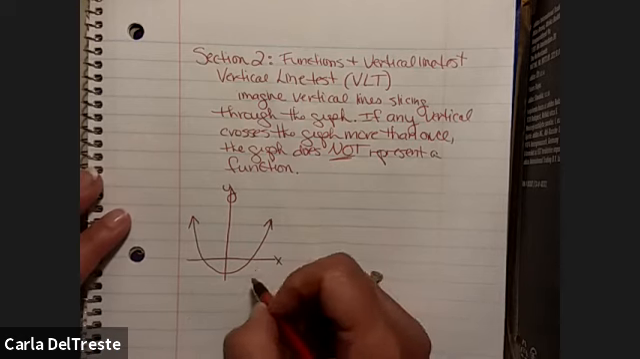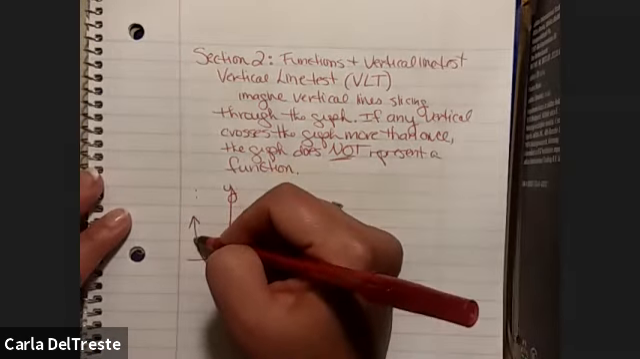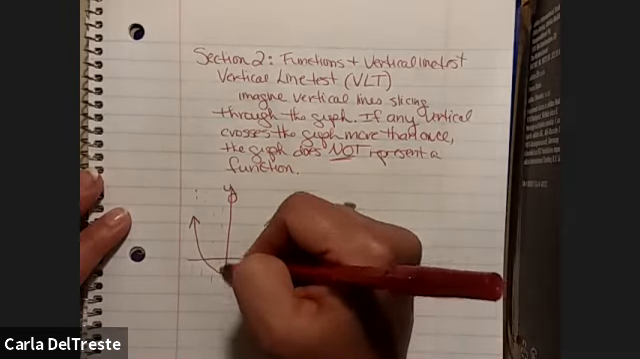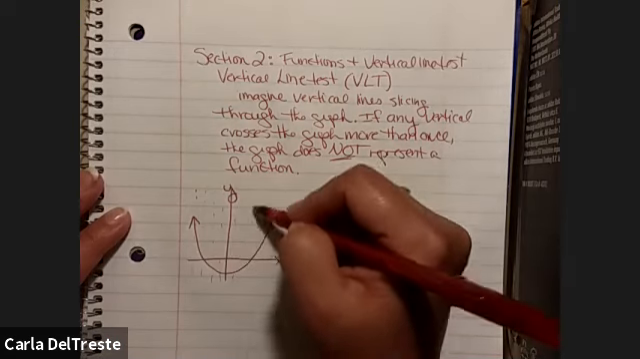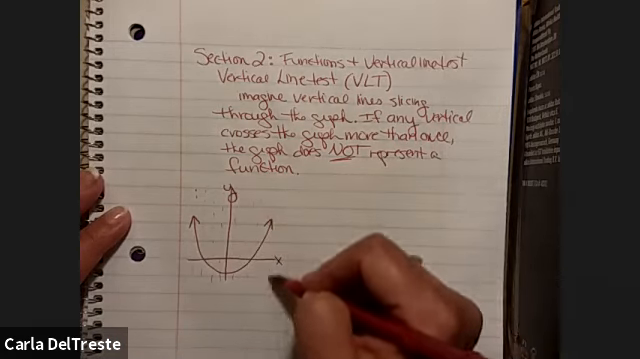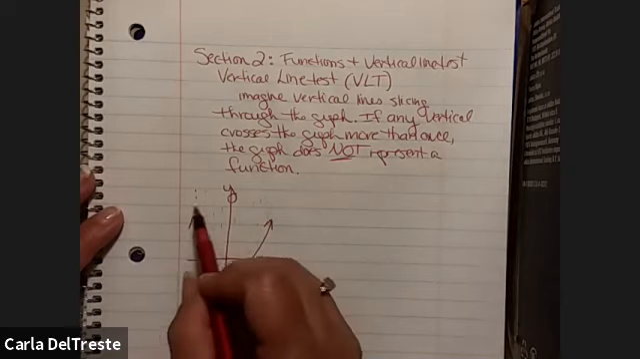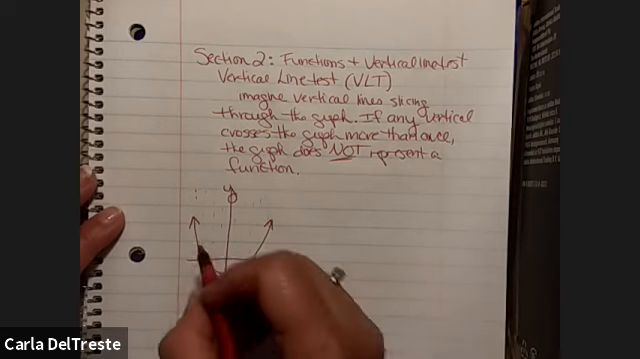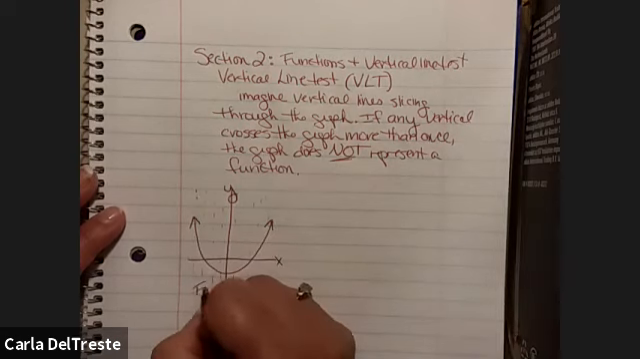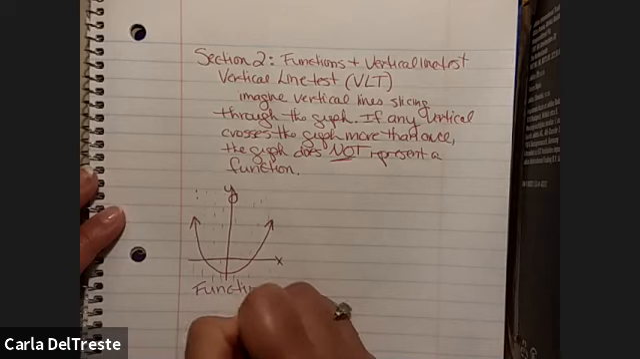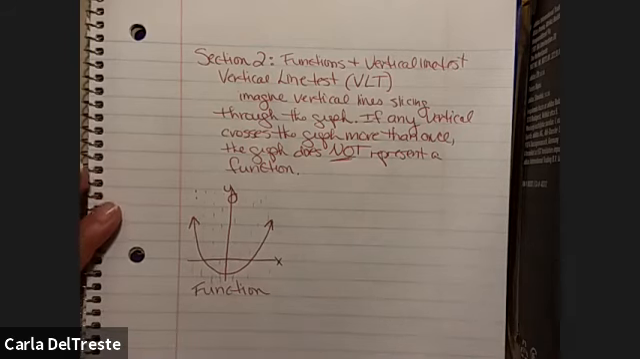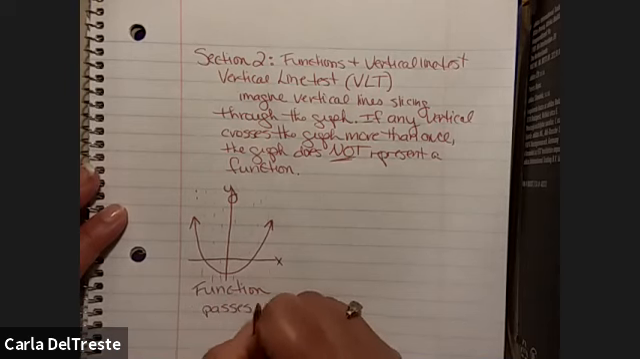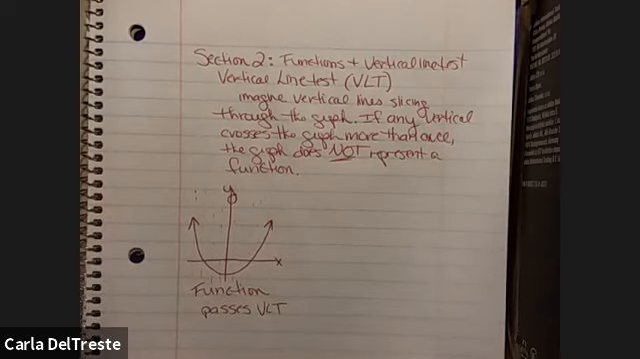Now, for the sake of the video, I'm going to draw in some dotted lines just to fill in what we should be picturing. So we're picturing vertical lines just everywhere through the graph. Do any of these vertical lines cross that graph more than one time? No, they won't. And so because they won't, we can say, yeah, this passes the vertical line test. This is a function, okay? So it's a function and it passes the vertical line test, okay?